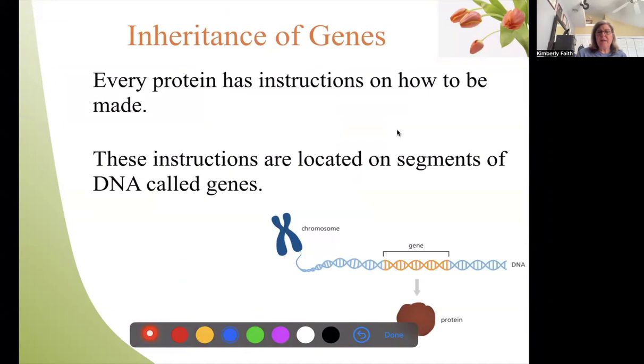Every protein in your body has instructions that tell the ribosome how to make it. And so we can see the gene here. Here's the protein that's being made. We'll go through the process of this in a later chapter, and how that DNA will make a copy called messenger RNA that goes to the ribosome to make the protein.